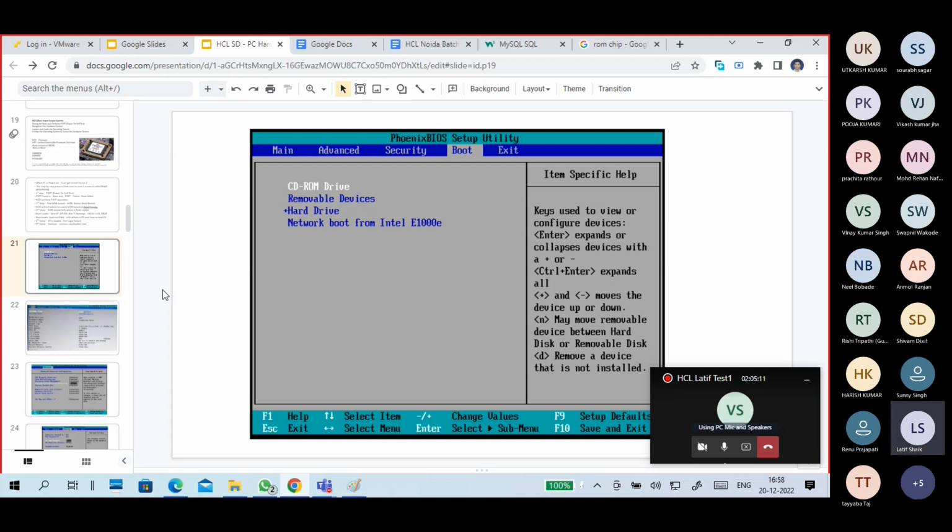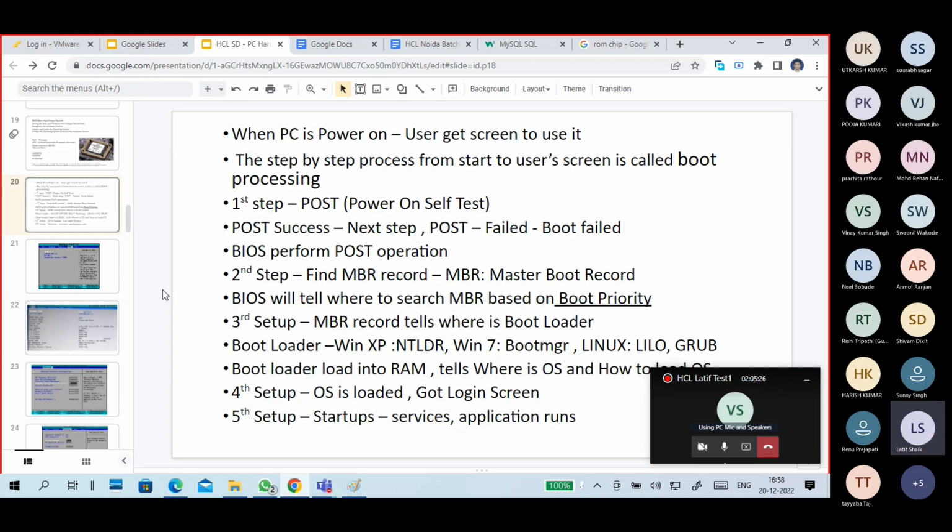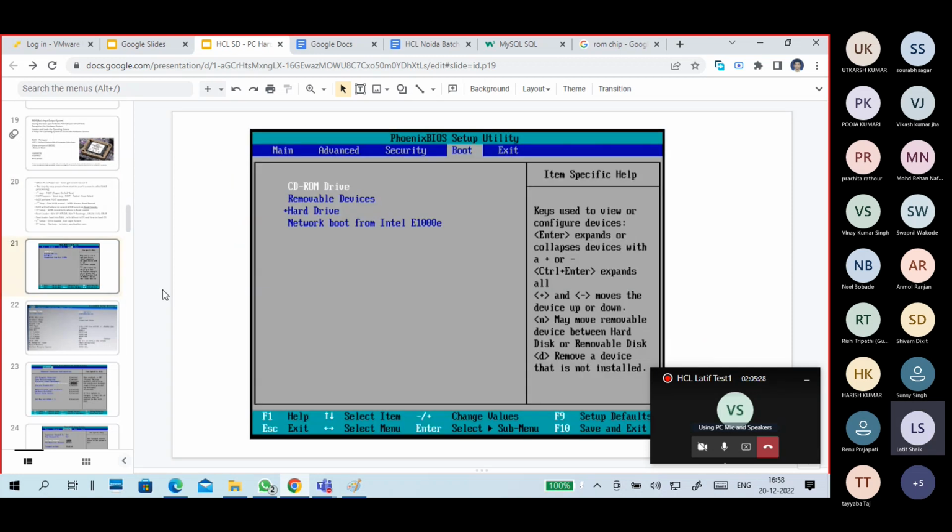So you can change this boot priority. For example, my boot priority has the hard disk first. It will try to find the operating system on the hard disk. If it is there, it loads it. If it is not there, it checks the next device. So this boot priority is also given by your BIOS only.